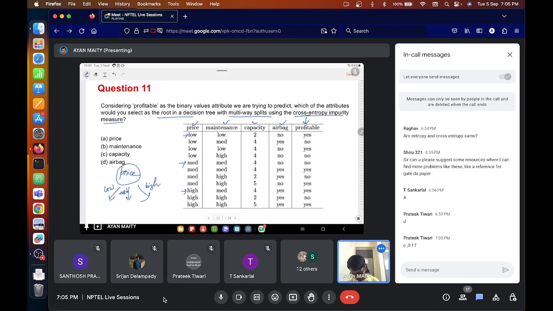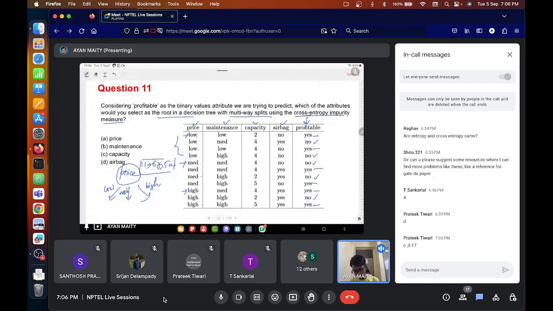So there were total 1, 2, 3, 4, 5, 6, 7, 8, 9, 10, 11. So there were total 11 elements, and in the first split for the price value of low there are 4, and out of these 11 there were 6 yes and 5 no's in the original data in the root.